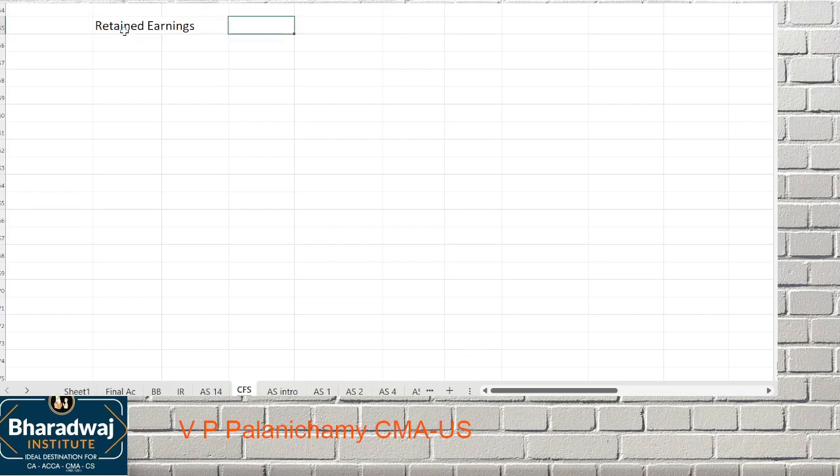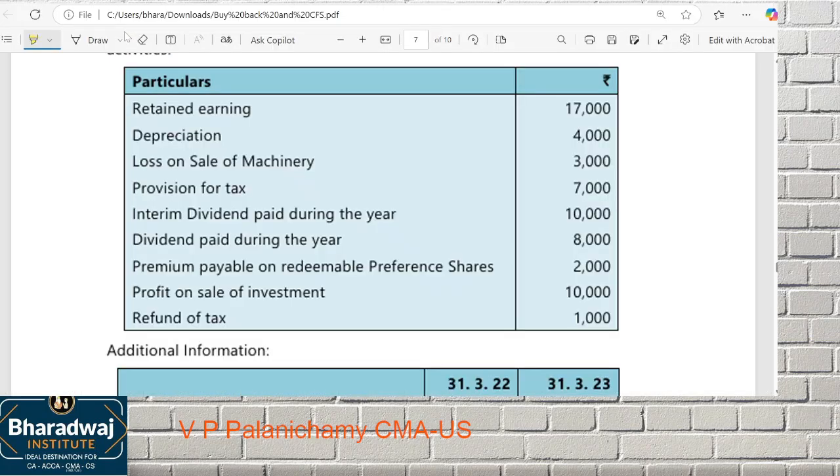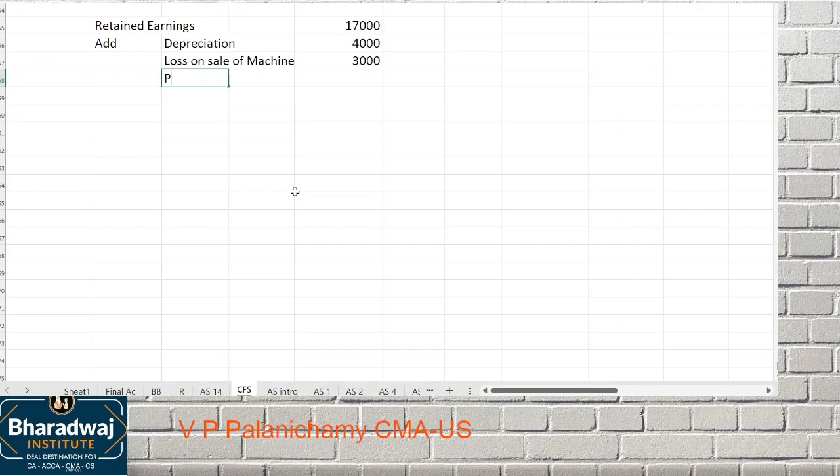How much retained earnings are given? 17,000 retained earnings. Then we'll add back all non-cash items. Depreciation, how much? 4,000. Then loss on sale of machine. What is the loss on sale of machine? 3,000. Then provision for tax made in the current year. What is it? 7,000. We'll see the tax paid later. 7,000 we made in the current year.